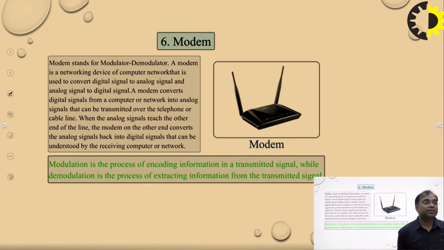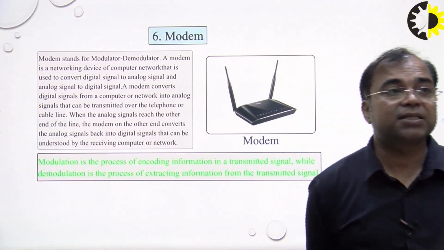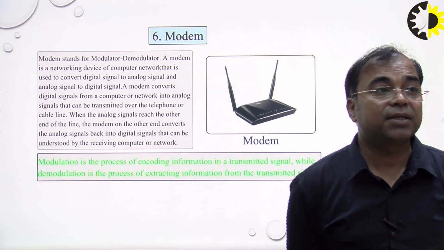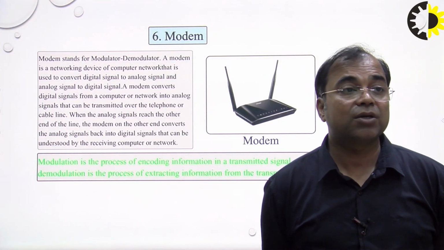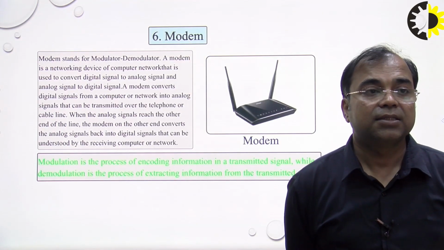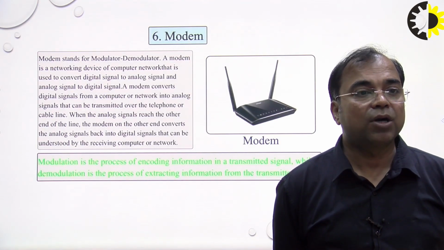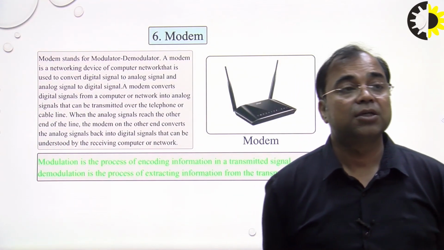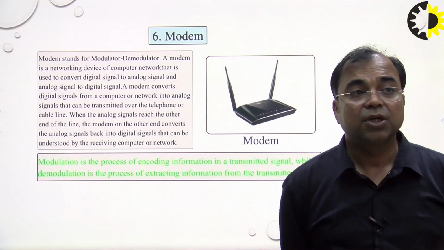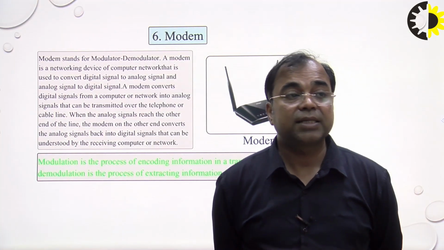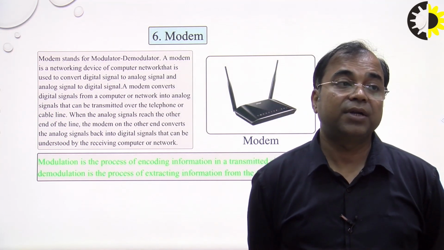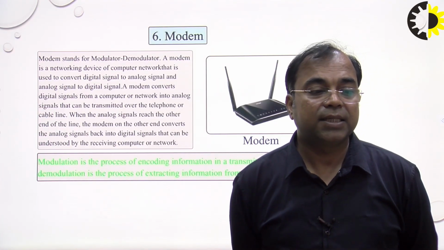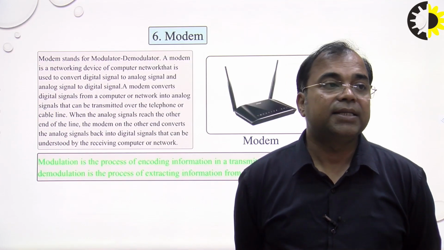Next is the modem. Modem stands for modulator and demodulator; it modulates and demodulates data. A modem is a network device of a computer network that is used to convert digital signals to analog signals and analog signals to digital signals. This is the main function: modulator and demodulator convert signals from analog to digital and digital to analog. So a modem converts digital signals from a computer or a network into analog signals that can be transmitted over the telephone line or a cable. This is the work of a modem: they transmit the data and convert it from digital to analog.